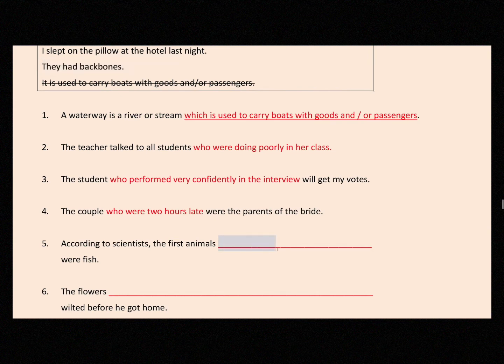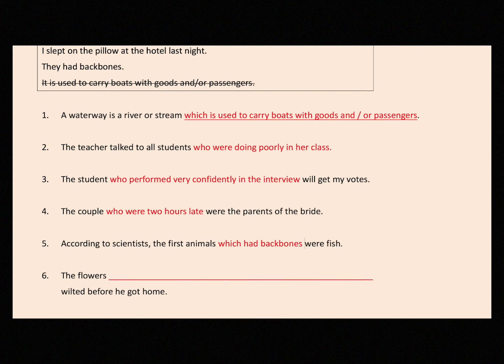According to scientists, the first animals, they are things, and that's why we use which to refer to it. So which is taking the place of animals, and it's also taking the place of they. We say the first animals which had backbones were fish. Again, the reason why we don't need to put they here, we don't need to say they had backbone, is that which is taking a place, is replacing the they. And that's why we can just delete the they and say the first animals which had backbones were fish.